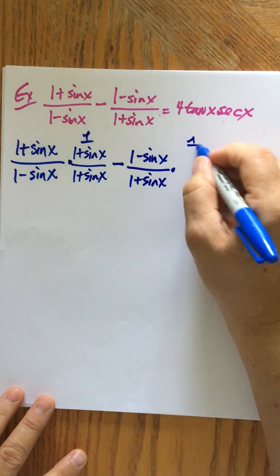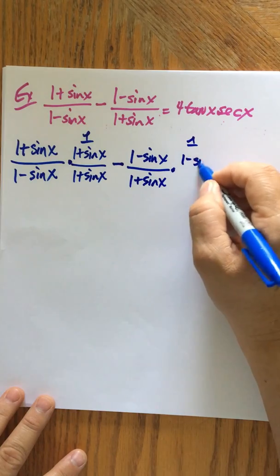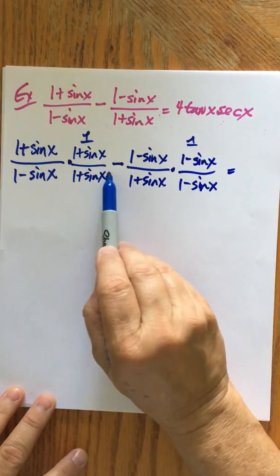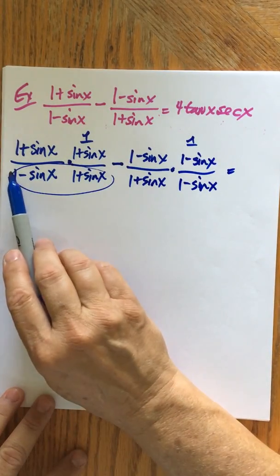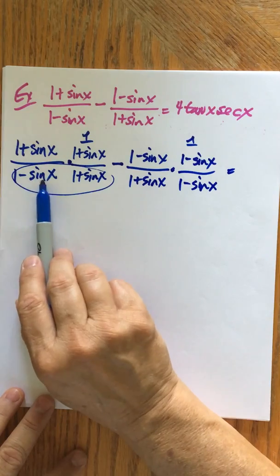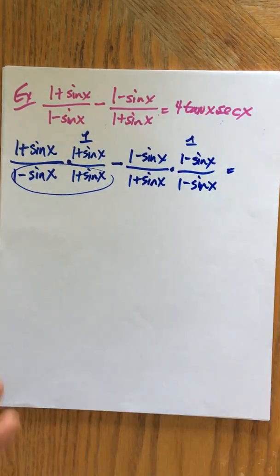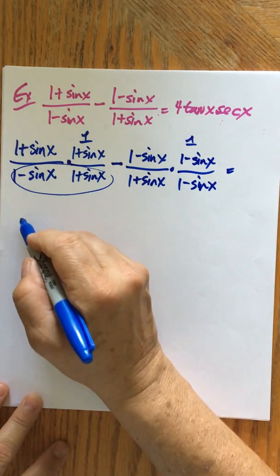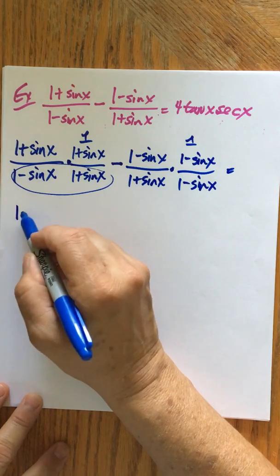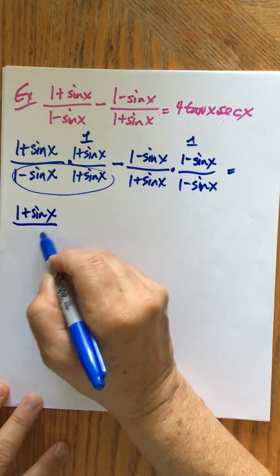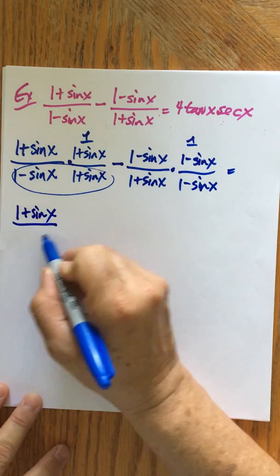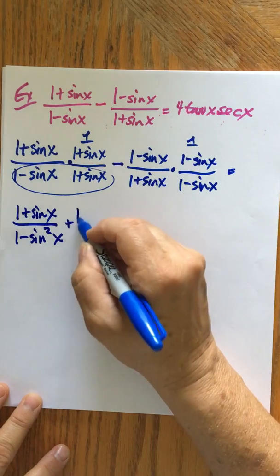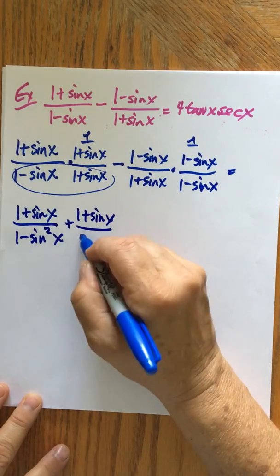And again, I'm going to multiply by 1, but I'm going to multiply it in the form 1 minus sine x over 1 minus sine x. So again, this denominator now, when I multiply, I get 1 times 1 is 1, and the middle terms, negative sine x plus sine x, cancel out, and then the minus sine x times sine x is going to be sine squared x. So what's going to happen here is I'm going to have 1 plus sine x over 1 minus sine squared x plus 1 plus sine x over 1 minus sine squared.